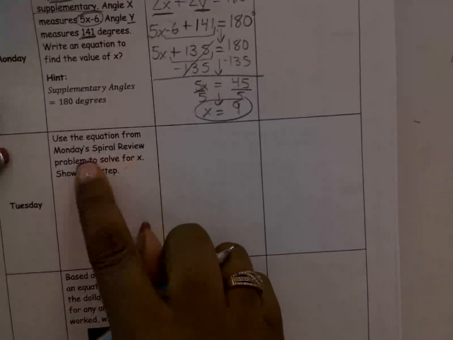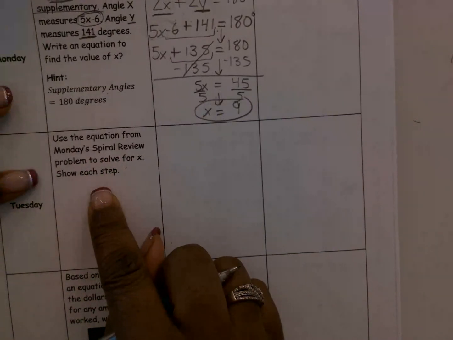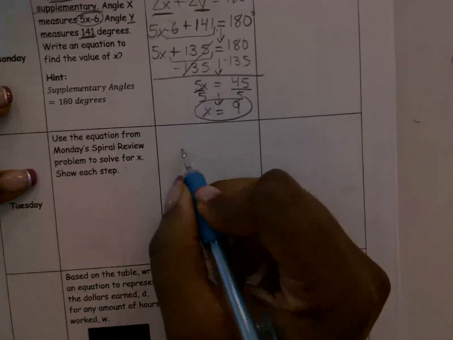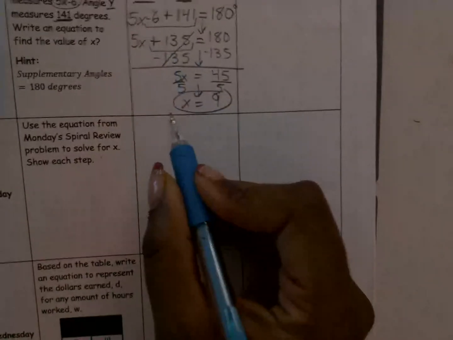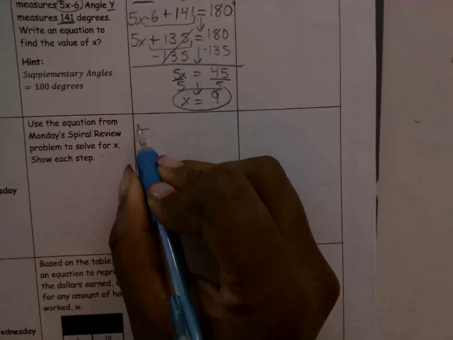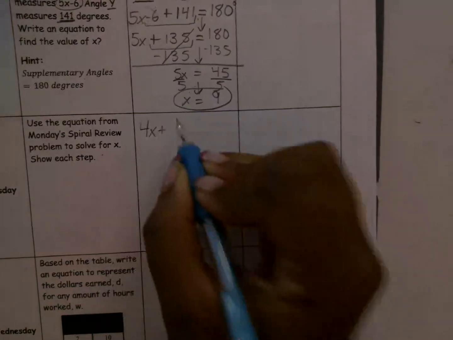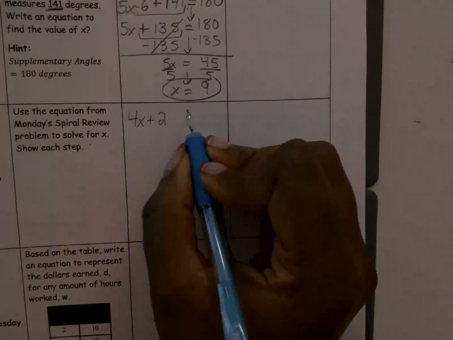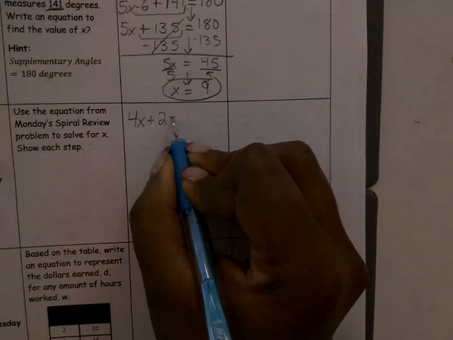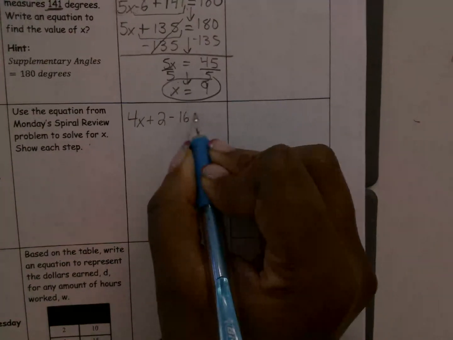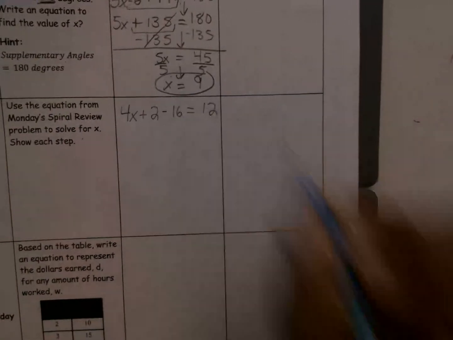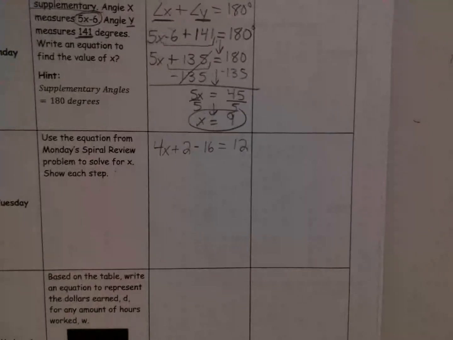I'm going to read it. It says use the equation from Monday's spiral review to solve for x, and we already did that. So I'm going to write another equation here, just like the equation from yesterday. We have, let's do 4x plus 2 minus 16 is equal to, let's do a 12. See if you can do this one. I'm going to set the timer. I'm going to give us about 4 minutes, and I'm going to check your homework, okay? Shh. All right, let's do it.